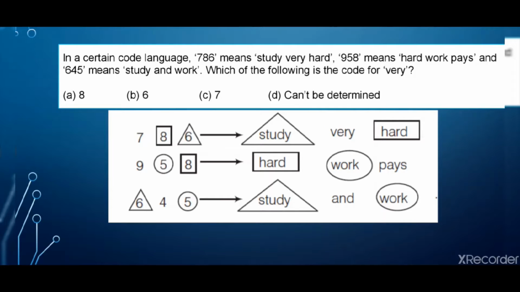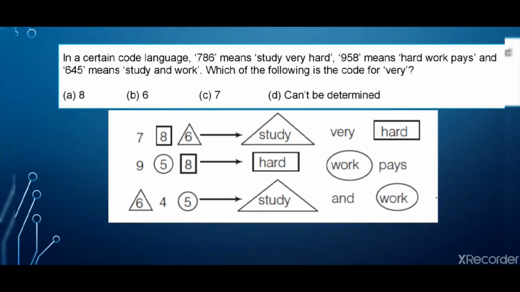Now what is the actual question? Which of the following is the code for "very"? In the first sentence you have the word very. Study means 6, very means I don't know as of now, and hard means 8. There are 3 words in the first sentence, "study very hard". I know the code for study, I know the code for hard, so I can determine the code of very. The remaining number we have is 7. Therefore it is the code for very.